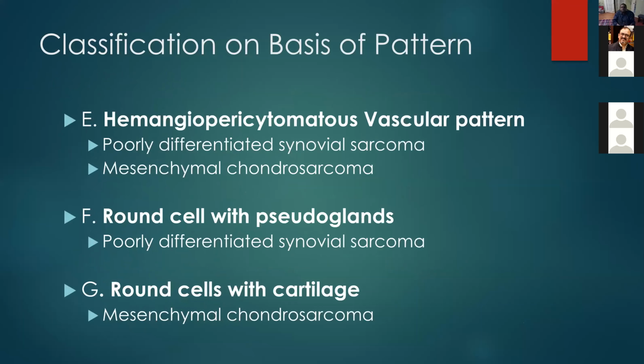Then you have a hemangiopericytoma-like pattern, which means you have various staghorn blood vessels, blood vessels that look like the horns of a deer. So if you just imagine, I'll show you some examples where you might get to see this. Then you can get a pseudoglandular pattern, where it looks like glands. And the classic example is synovial sarcoma.